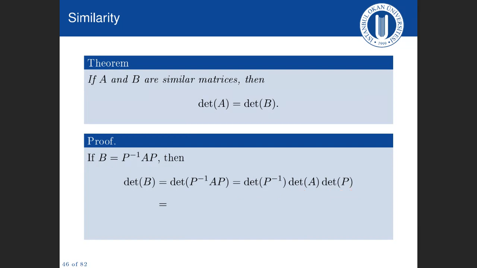But recall, we know what the determinant of P inverse is. The determinant of P inverse is just 1 divided by the determinant of P. So of course that cancels out with the determinant of P and we're just left with the determinant of A.